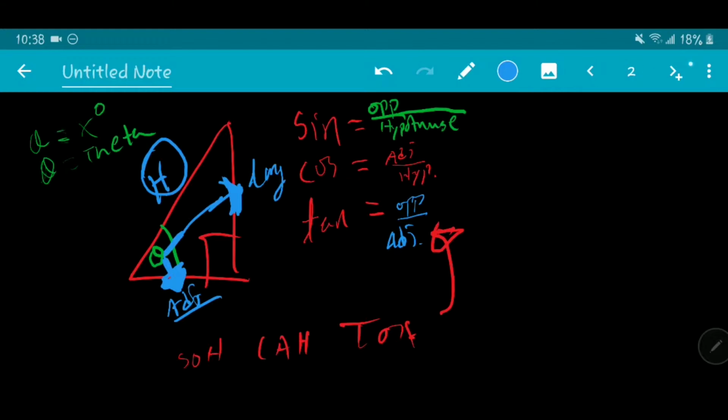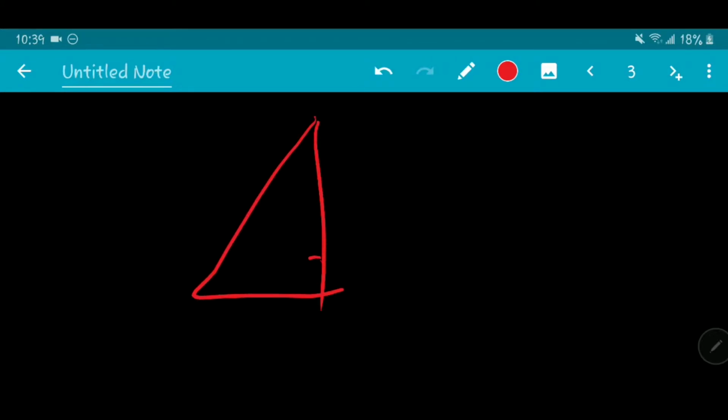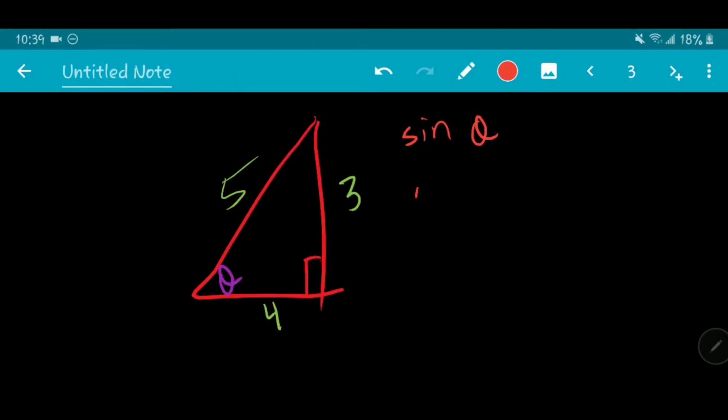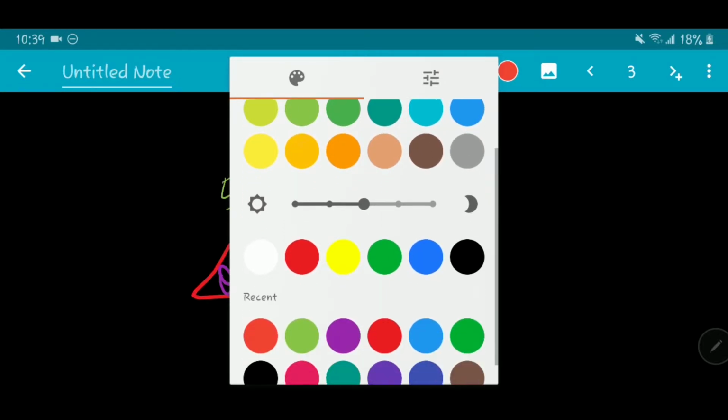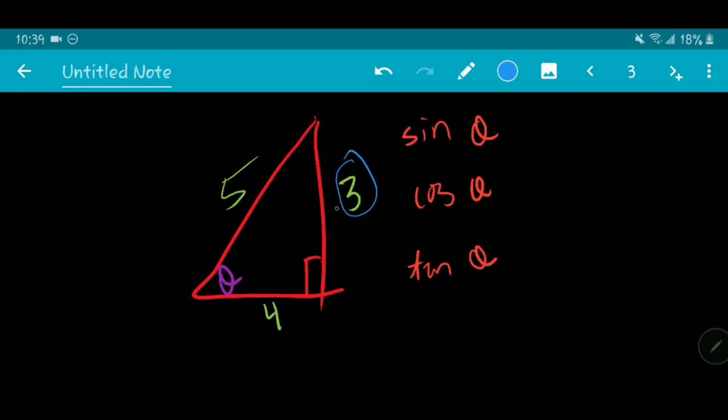So let's go ahead and put values to these. So if I have a triangle right here, that's my bad. Let's do that over again. Triangle, 90 degrees, always has to be 90. And let's say this is theta, and then these values are 3, 4, and 5. Okay, and we want to know the sine of theta, the cosine of theta, and the tangent of theta. So, using what we know, let's pick a different color. There we go. So the opposite will have to be 3 in respect to theta over here, because we know sine equals opposite over hypotenuse.